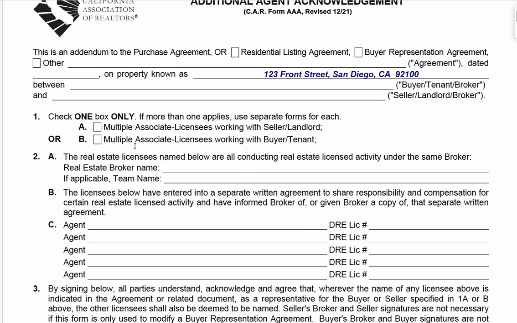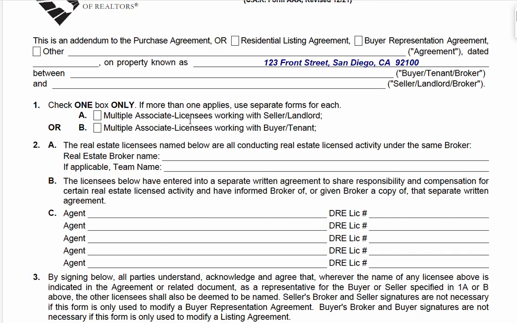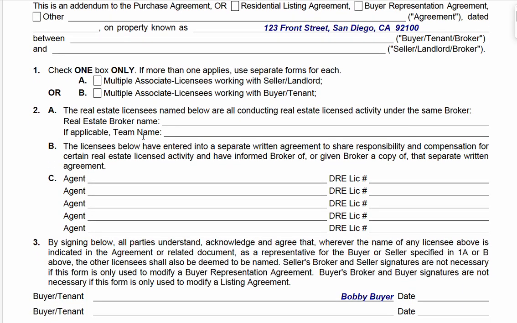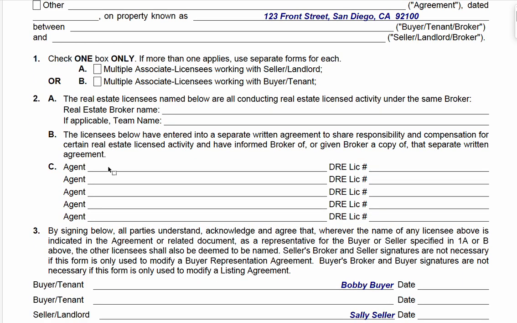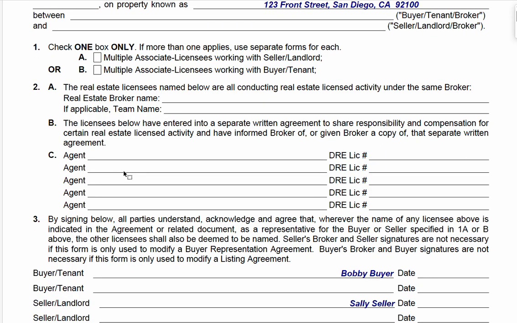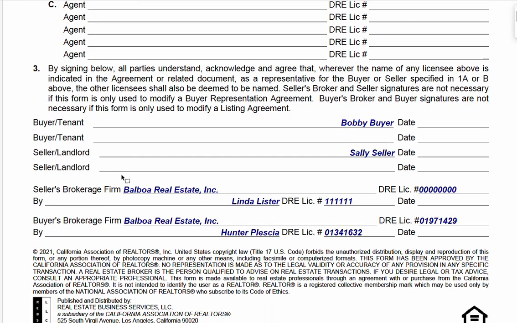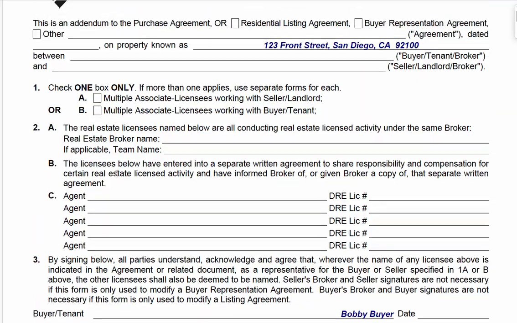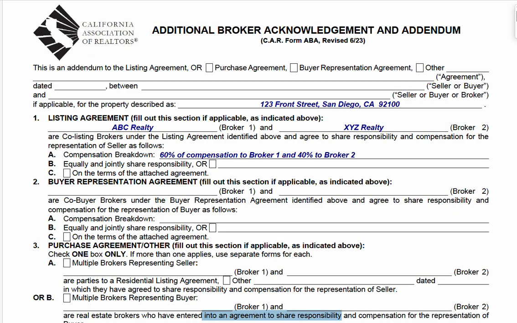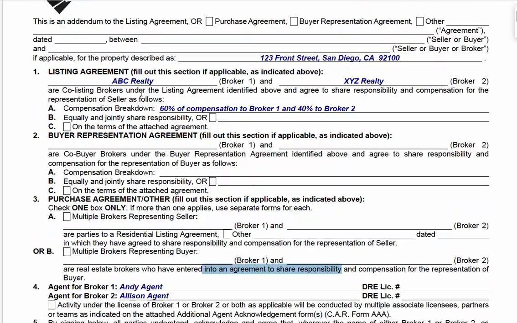And this form is pretty straightforward. By default, it's an addendum to the purchase agreement. Of course, you can change that. And you can put in the property address and the names of the parties and specify if this agent's going to be working with the seller or the buyer, and the brokerage name and the agent or agents that are going to be added onto the transaction, and then everyone signs to acknowledge. Pretty simple. Now, the additional broker acknowledgement is not quite as simple, but still one page, fairly easy, so we'll go through it.